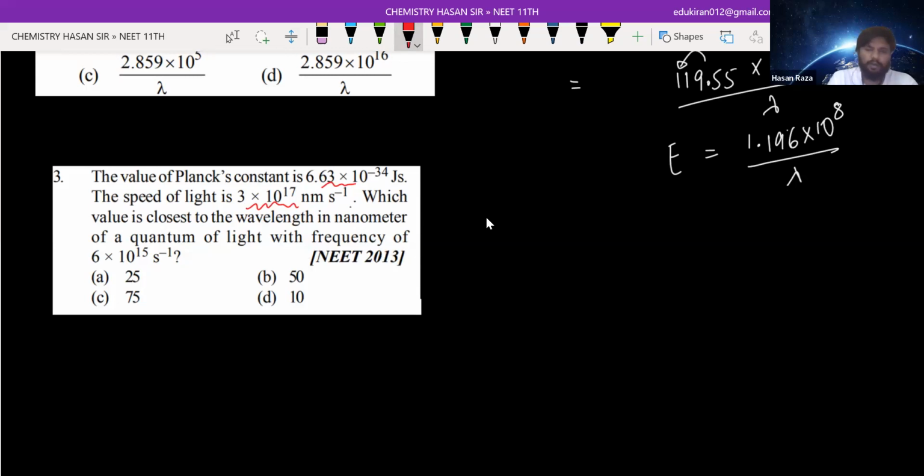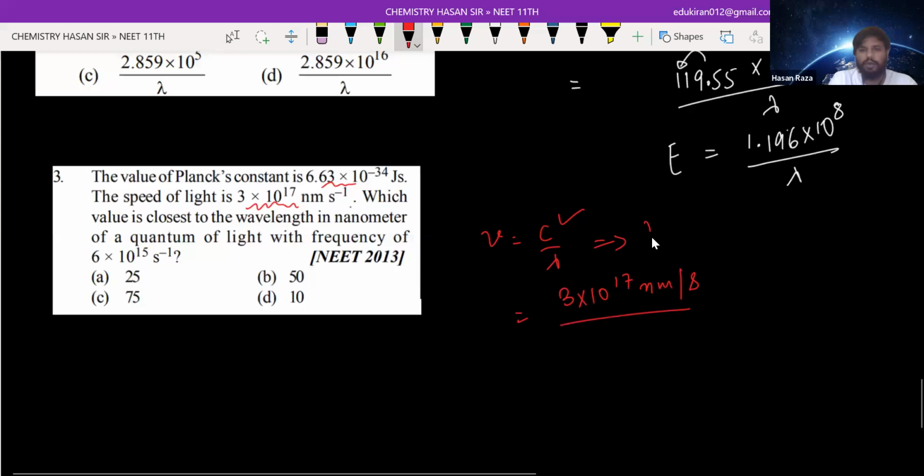This is very simple. You are going to calculate wavelength. You know that nu is equal to c by lambda, right? We need to calculate frequency, right? So c is already in nanometer per second. So we are going to write 3 into 10 raised to the power 17 nanometer per second divided by lambda. Oh, wait a minute. Which value is closest to wavelength? Okay, we need to calculate wavelength.